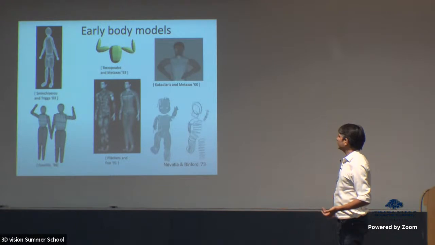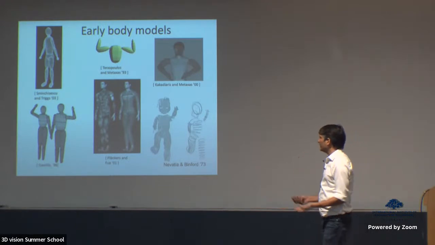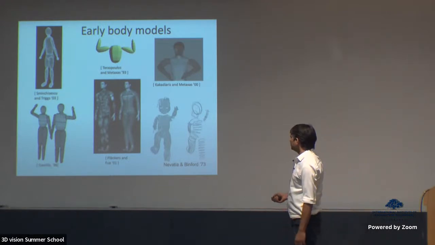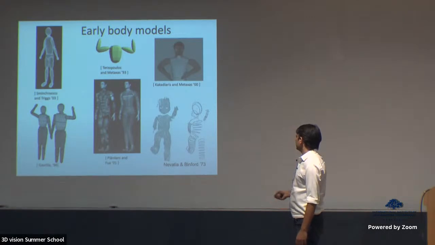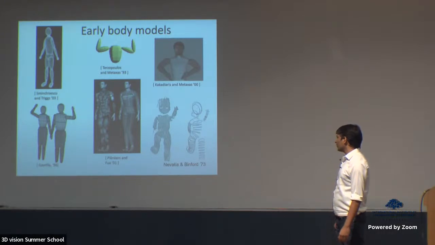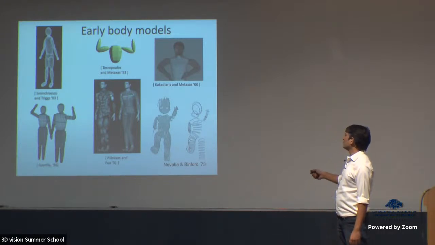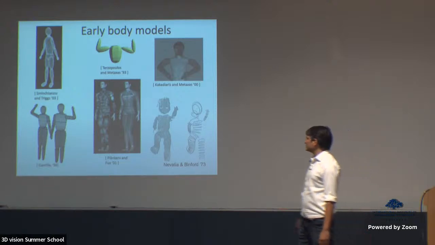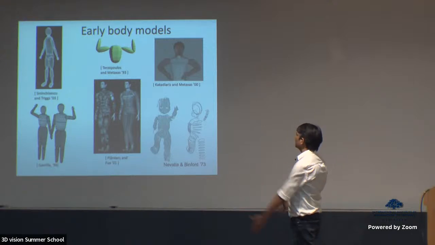And people have done a lot of work towards that end, all the way from, say, 73, where they invented a range scanner and this cylinder model. And then there were models in 93 and 96 and so on. But they were still not really realistic.